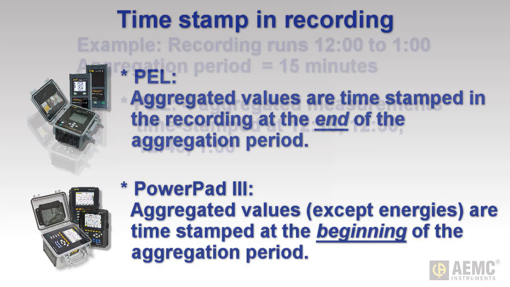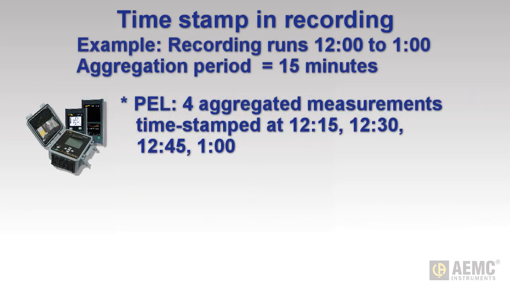For example, if you schedule a recording on the PEL to begin at 12 o'clock and end at 1 o'clock, and select a 15-minute aggregation period, the recording will consist of 4 measurements: 12:15, 12:30, and so on until the final measurement at 1 o'clock.